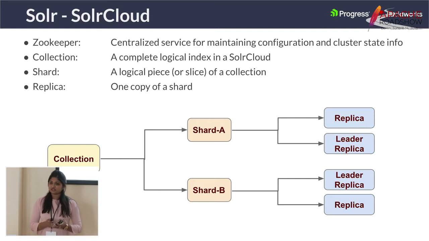And a collection can be further divided into logical chunks of data, logical slices. Every logical chunk is called a shard, and every shard may have multiple copies, which are called replicas. So out of these replicas, for every shard, a leader is elected by the Zookeeper, and the Zookeeper holds information about other configuration information about the leader.